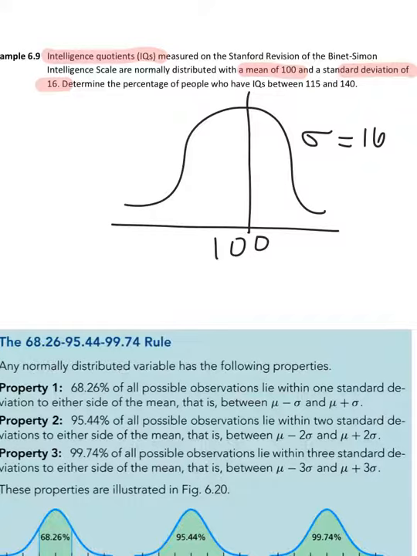And now we need the probability between 115 and 140. So the mean was 100 in the middle. So here is 115 and there is 140. So we need the probability between 115 and 140.